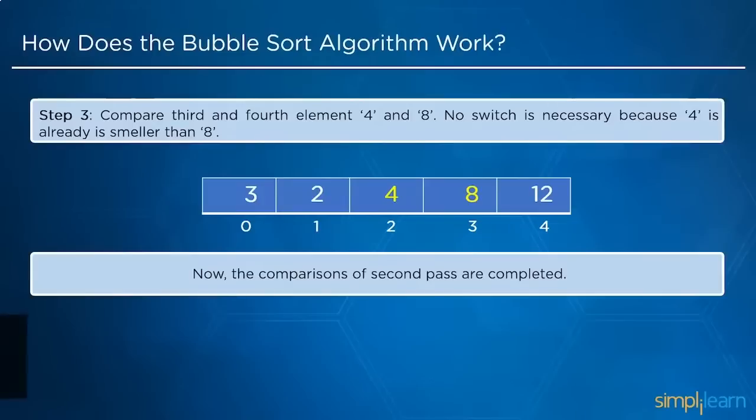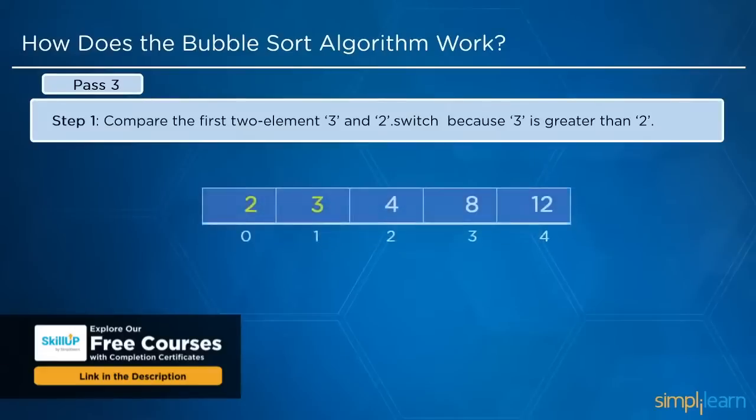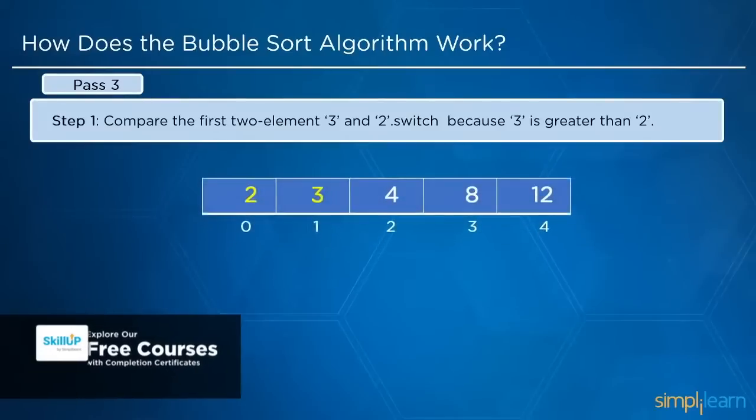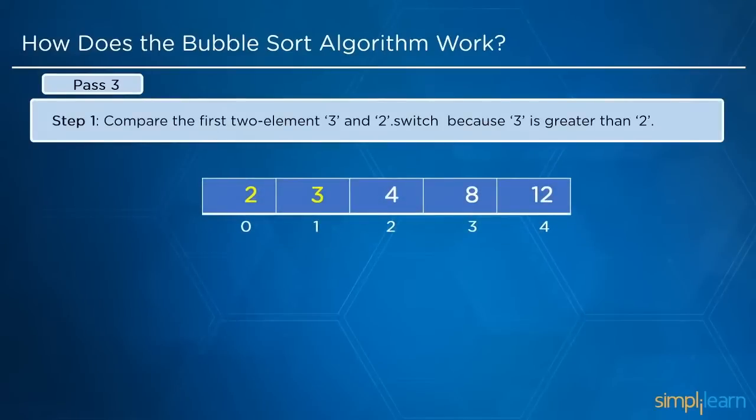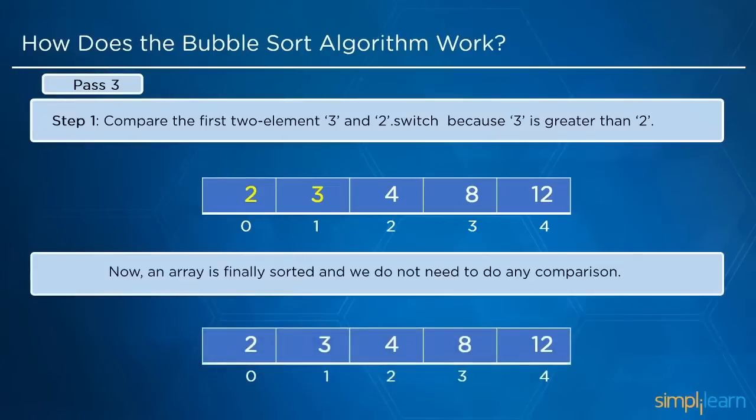Now, we have come to the last pass. And here, there is only one step. The step is to compare the first 2 elements, 2 and 3, and then swap them as 3 is greater than 2. Now, the array is finally sorted and we do not need to do any more comparisons.